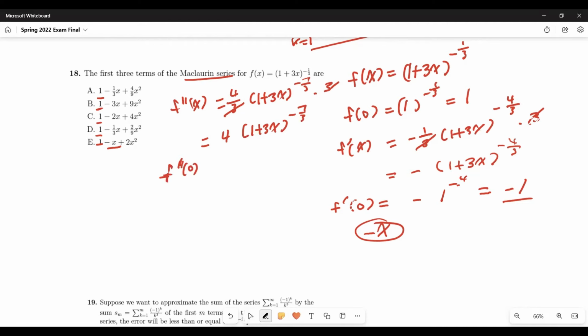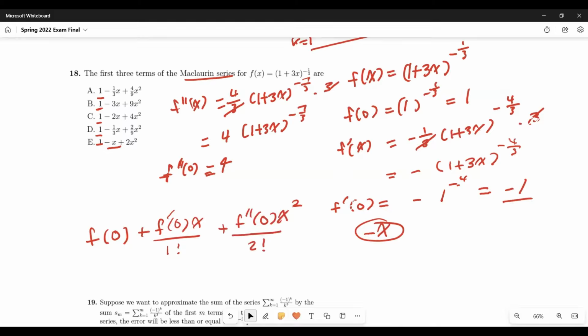becomes just 4, right? But if you remember your Maclaurin series or Taylor series, it's always like f of 0, especially for the Maclaurin series, it's f of 0 plus f prime of 0 times x over 1 factorial, and then f double prime of 0 times x squared over 2 factorial, right?